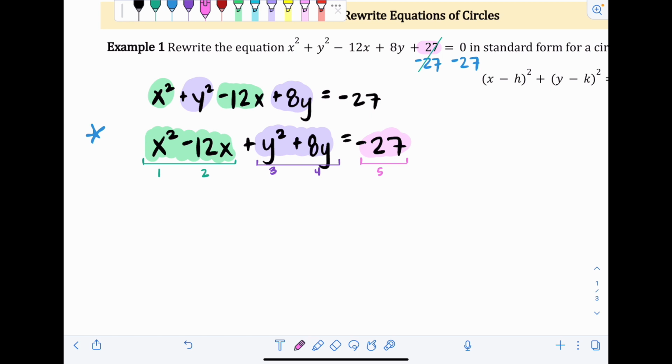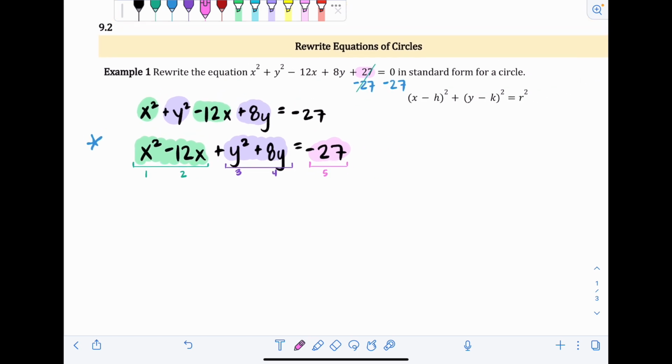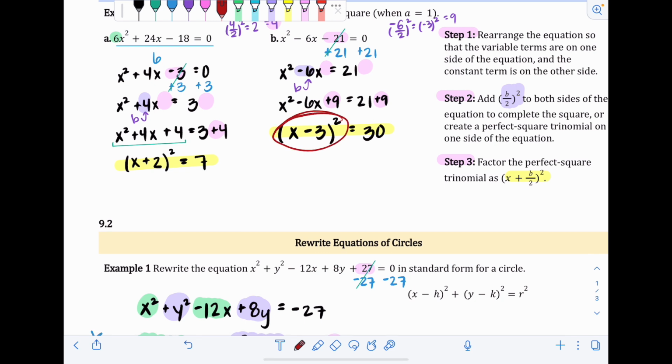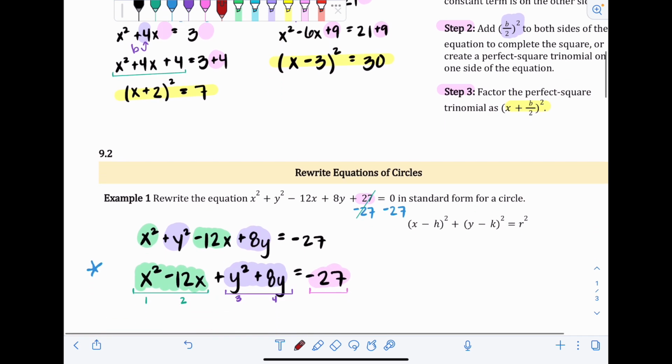And now to get our equation from here to standard form, notice the standard form has x minus h squared or y minus k squared, like a binomial squared. I'm going to scroll up for a second because we ended up with something like that in our answers down here when we were completing the square. So that's what we're going to have to do to change it into standard form for a circle: complete the square. But notice, here we only got one, x minus 3 squared. We didn't have two different ones like there is in standard form for a circle.